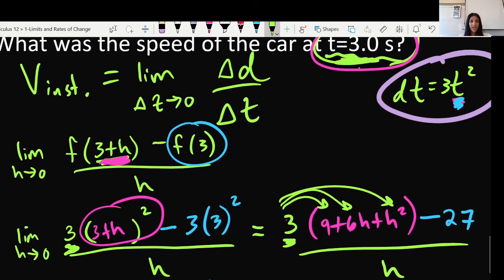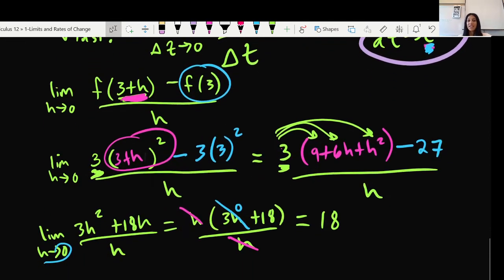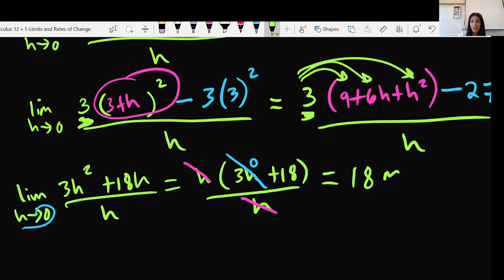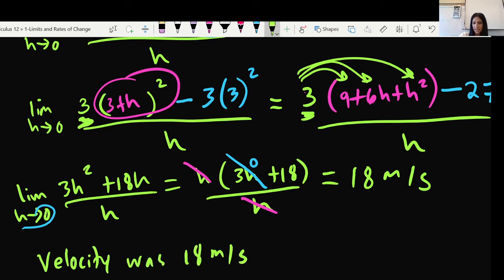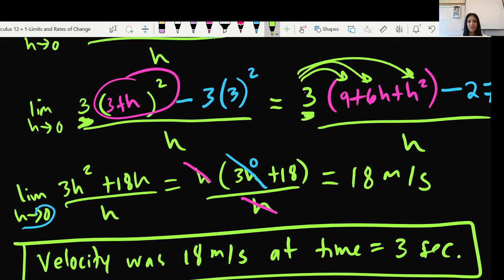Let's go back and double check, what was I even looking for? What was the speed of the car at t equals 3 seconds? So we just found this would be 18 meters per second if you go back and read the word problem. And it's always a good idea when we're doing word problems to put it into a sentence. So the velocity was 18 meters per second at time equals 3 seconds. So after all that work, this is what our answer would be.